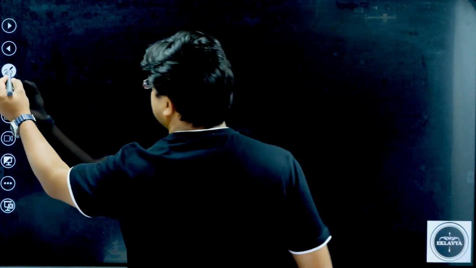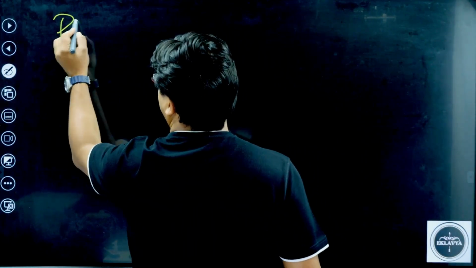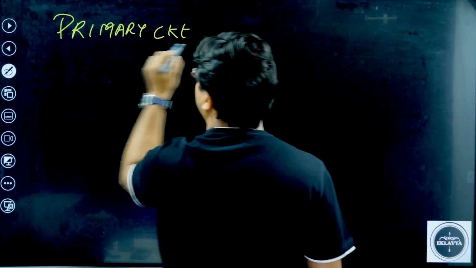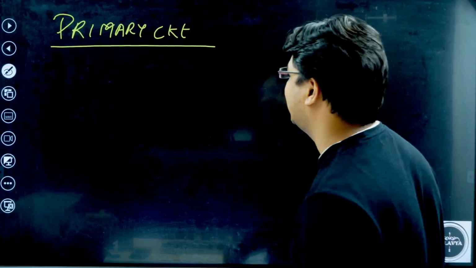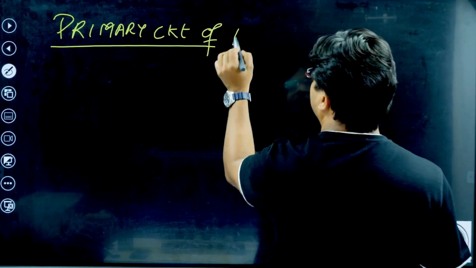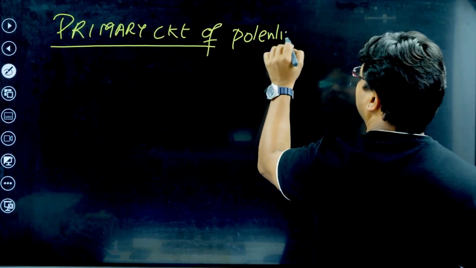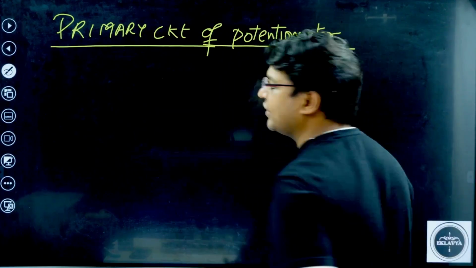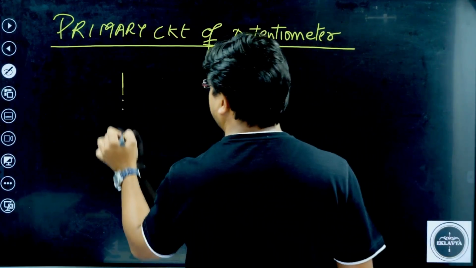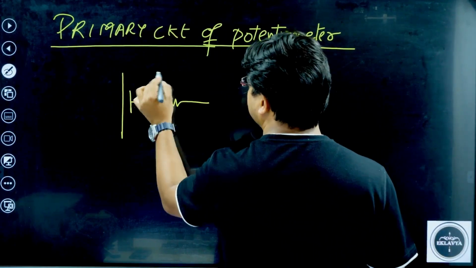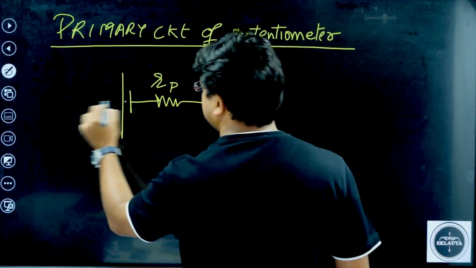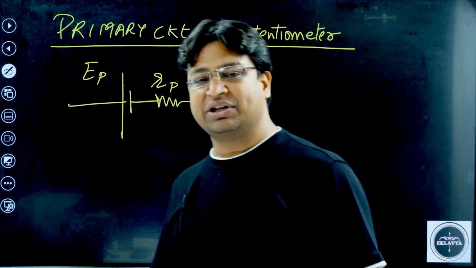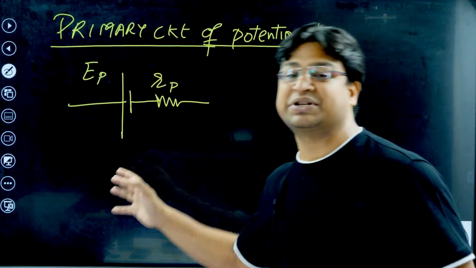So we are focusing on the primary circuit, that is my magic battery. How do I create that? Okay, so the primary circuit of a potentiometer. Let's do this. All right guys, I will start with any battery that has some internal resistance. Let the EMF be EP and the resistance be RP, because I'm drawing the primary circuit, therefore I'm using the subscript P.